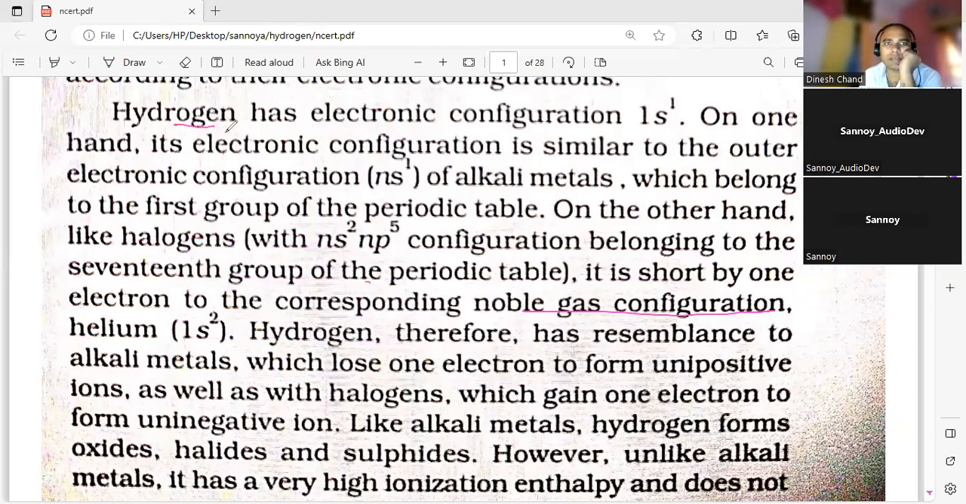So hydrogen has the electronic configuration 1s1 and 1 electron. They are saying the same thing that you were told yesterday, that it has an electronic configuration similar to the alkali metals in the first group, and its properties are similar to group 17. Okay, so that is the same as what we studied, na? Yes or no? Yes. Okay, so that one we are not going over.